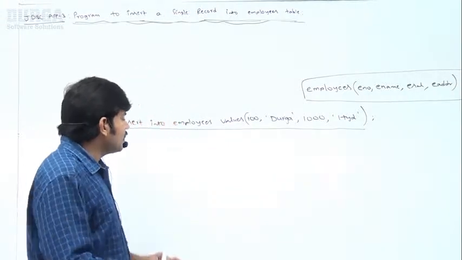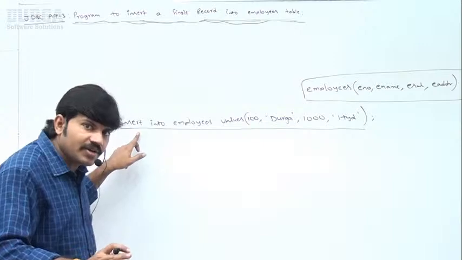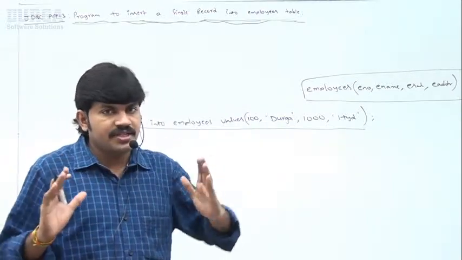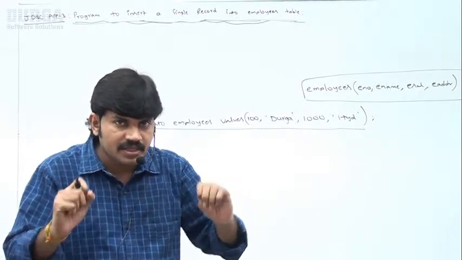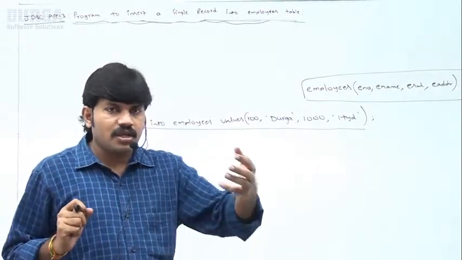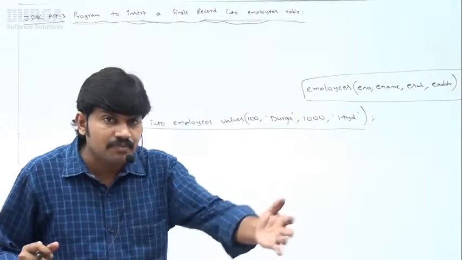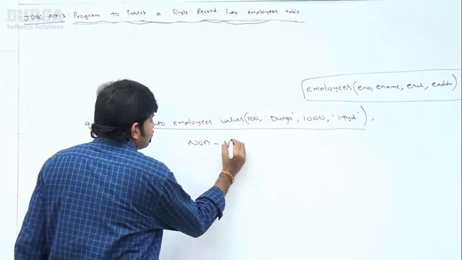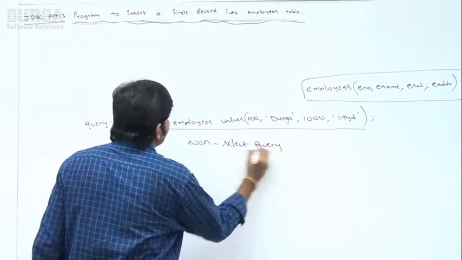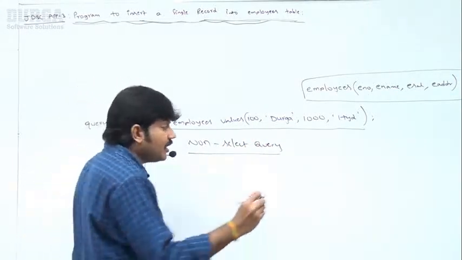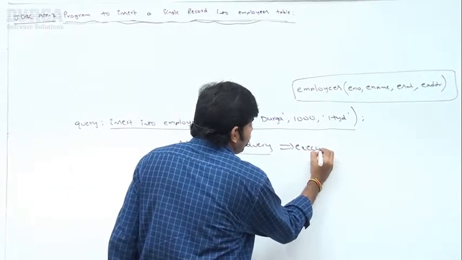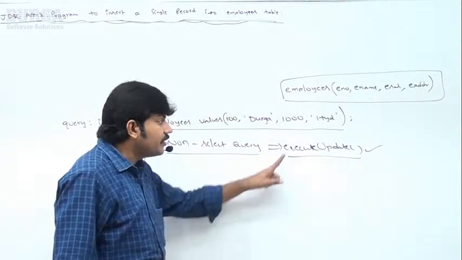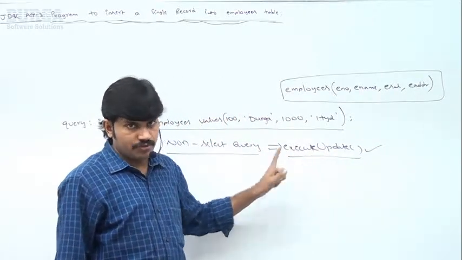Now my question: is it a select query or a non-select query? I told you in the last videos, do you remember? All queries are divided into two categories: select query and non-select query. Select star from employees is a select query. Non-select means insert, delete, update. So insert is a non-select query. If it is a non-select query, which execute method do I have to use? You know already: the executeUpdate method. Clear for all of you?